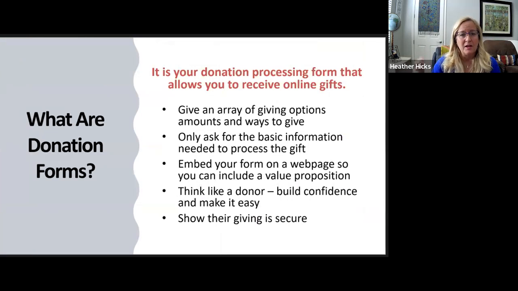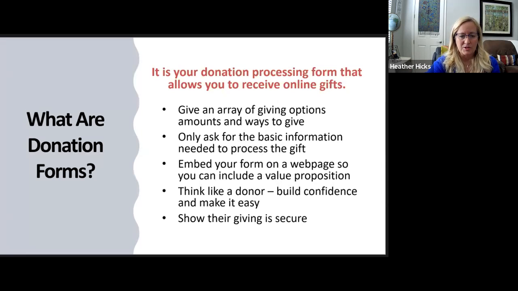It's usually done by whoever you have access to. Your systems have donation forms that are available through your processor, so it's going to give an array of giving options and ways to give. We want to make sure that there's only basic information. If you can embed it with your giving page, like that example of the Boys and Girls Club, that's awesome. And always think like a donor. To build confidence, make it easy.